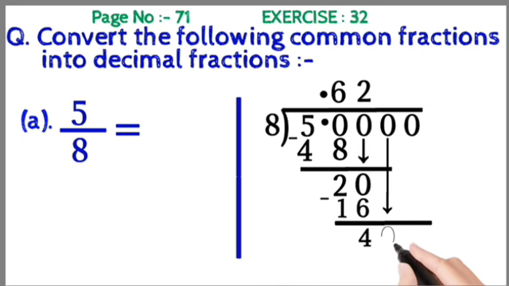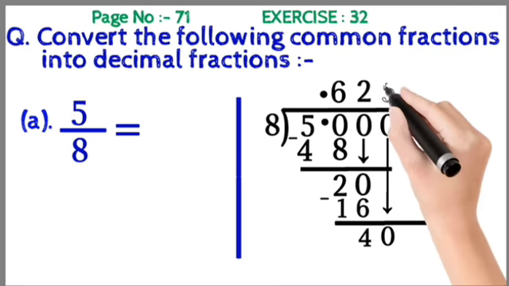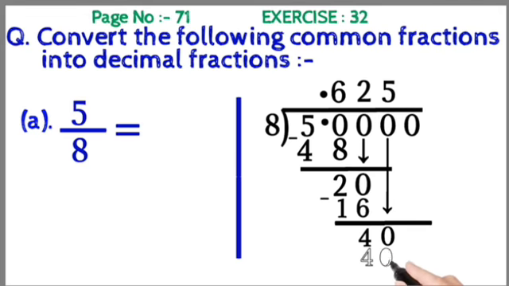I will continue until I get remainder 0. Next is 40, and this can go 5 times: 8 times 5 is 40, exact. So I write 5, then 8 times 5 is 40, and the remainder is 0. 40 minus 40 is 0. So what is our final answer? The quotient. You can see the quotient at the top, 0.625. That is our final answer.